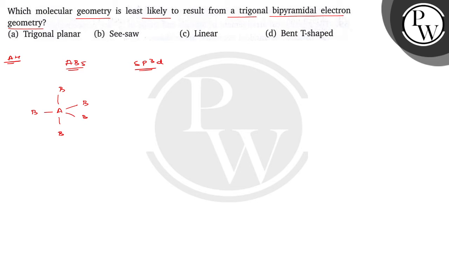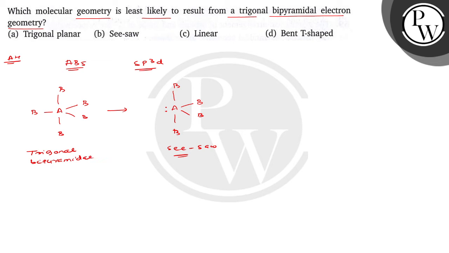If one of the atoms is replaced by one lone pair of electrons, then the shape becomes seesaw. Okay, if one atom is replaced by one lone pair of electrons, then it becomes seesaw. The shape becomes seesaw. Okay, this is trigonal bipyramidal.